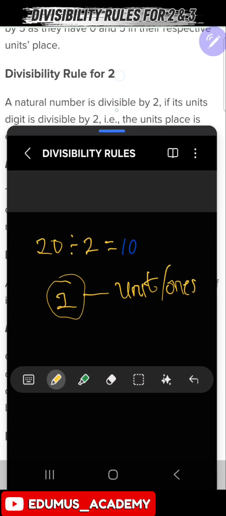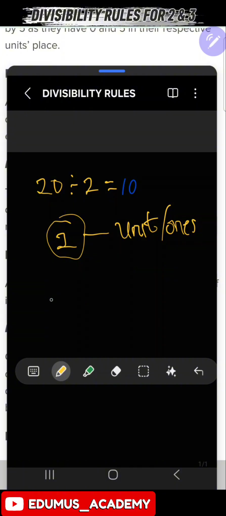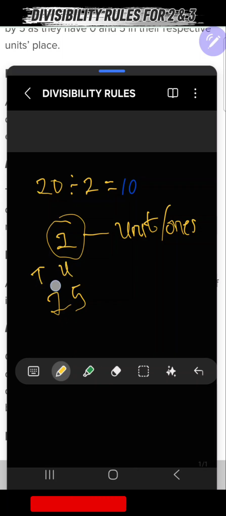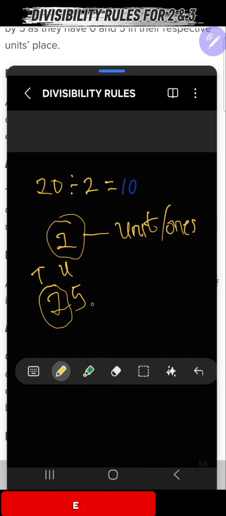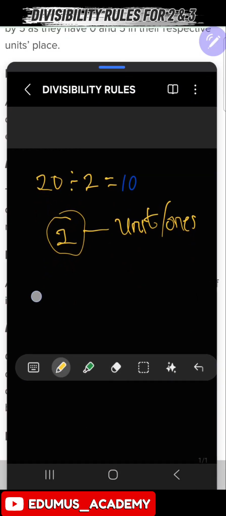So if we have, maybe, 25, here we have 2 place values. We have the tens and then we have the unit, right? You already understood that. The tens is the 2, while the unit is the 5. Okay, so sorry, let's say you have 2,456.